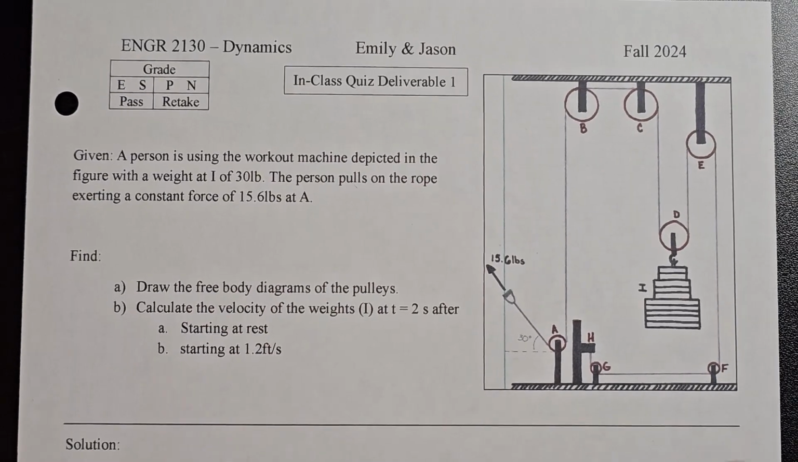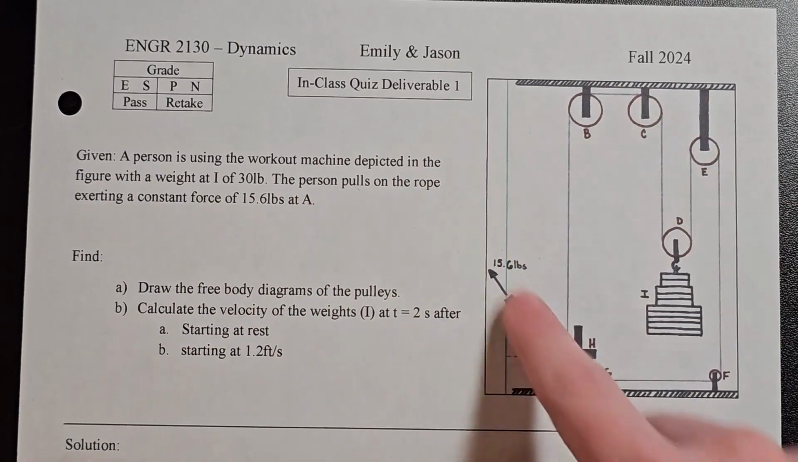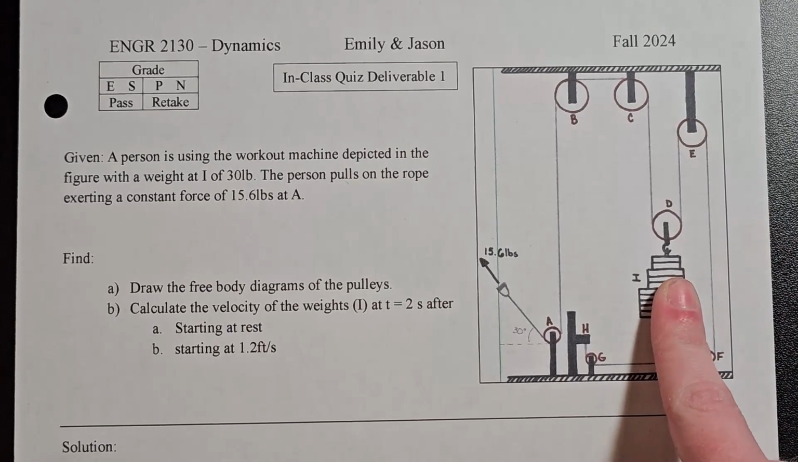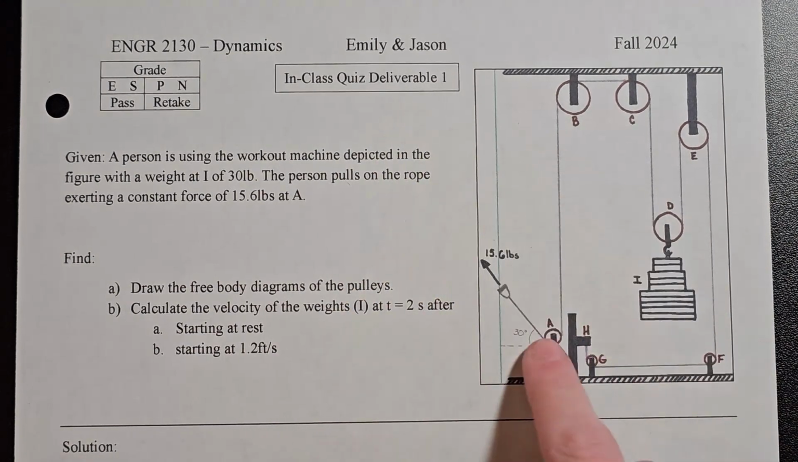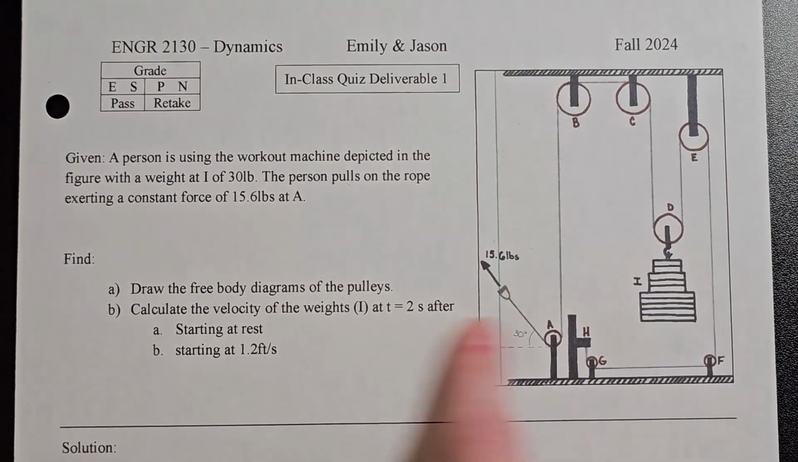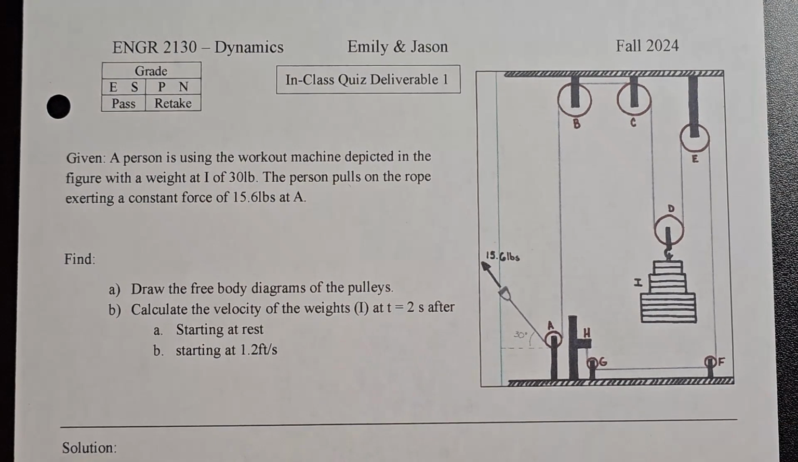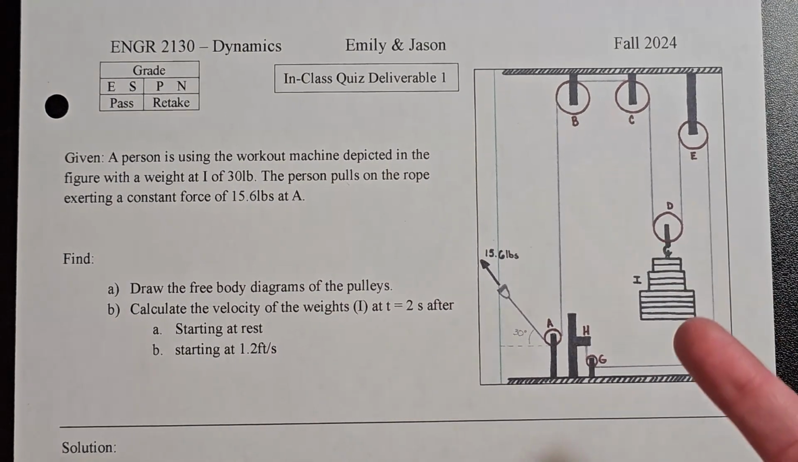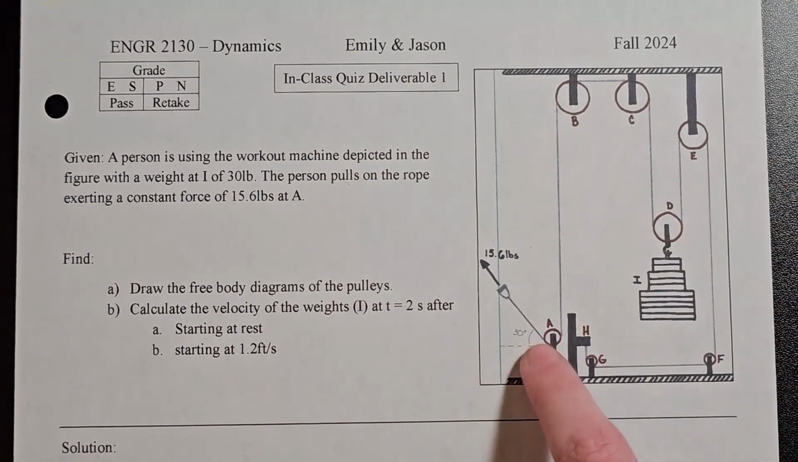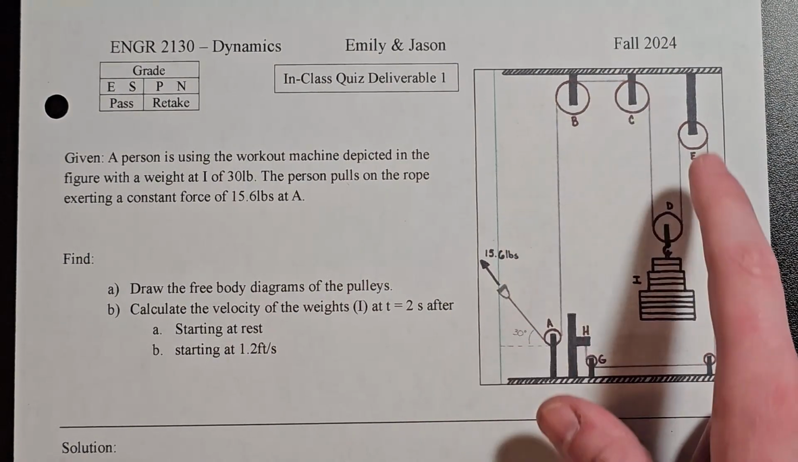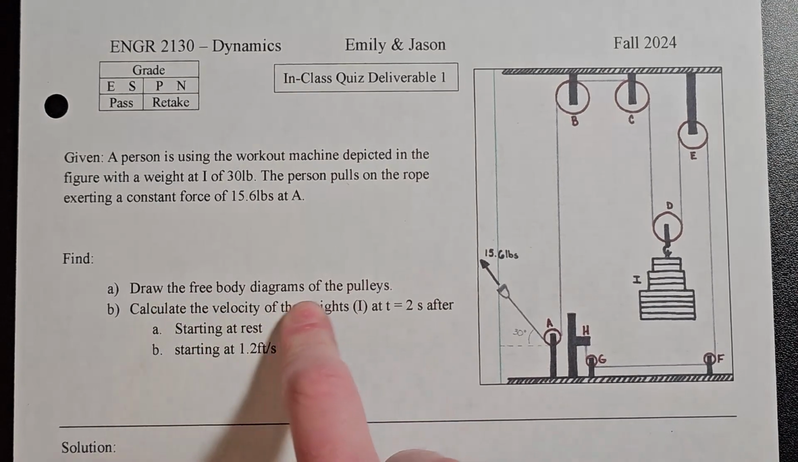Okay, so this is the problem that we'll be going over, and the given is a person is using the workout machine depicted in the figure with a weight of 30 pounds at I, and the person pulls on the rope exerting a constant force of 15.6 pounds at A. So this is A, this is I, and it asks us to draw the free body diagrams of the pulleys. This will help us refresh our memory from statics and also look at the new pulley systems and how we're going to do free body diagrams for each pulley. So we should have 7 different free body diagrams, because it wants us to draw the free body diagrams of all the pulleys.